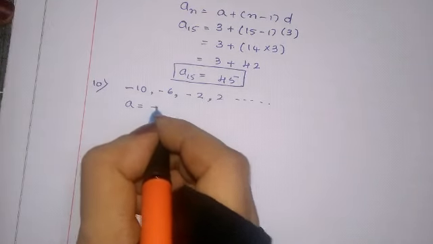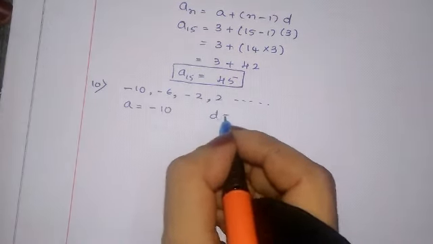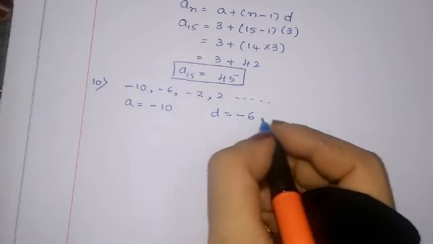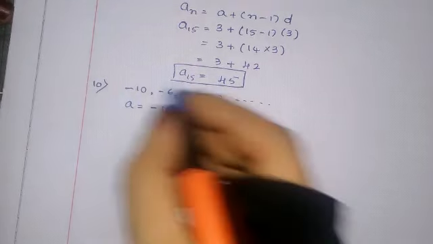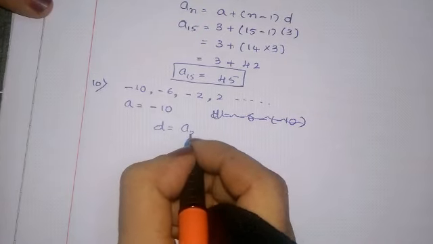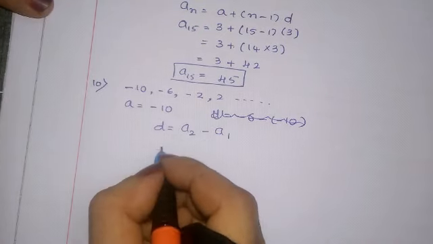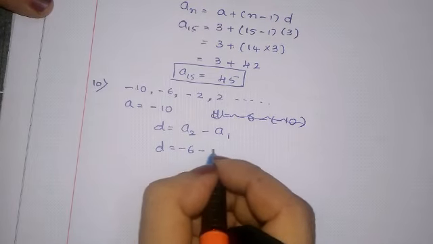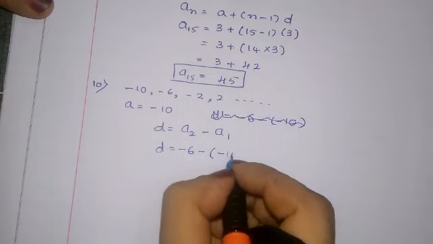A is equal to minus 10. D is equal to second term minus first term. This is the formula. D is equal to second term, which is minus 6, minus A1, which is minus 10.